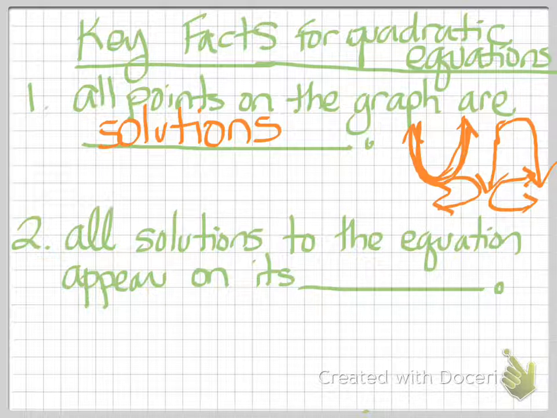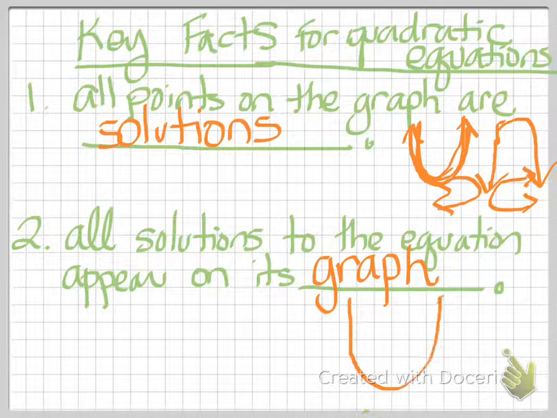And number two, all solutions to the equation appear on its graph, meaning there's no surprises. You're not going to have solutions that fall along this curve, this parabola, and then have a random point down here. That doesn't happen. Everything that is a solution is on the graph. So if you can graph the equation, you effectively graph every possible solution that there is.